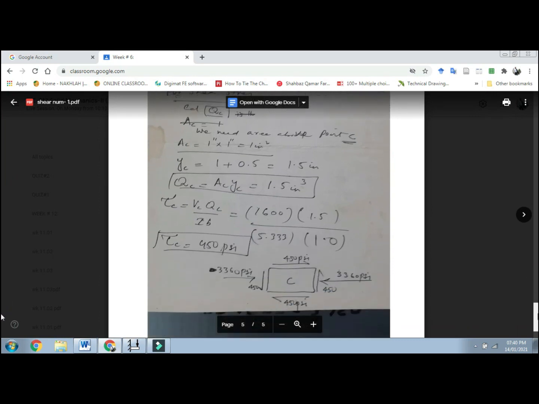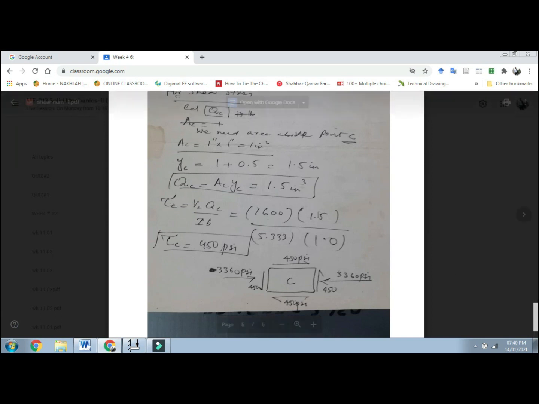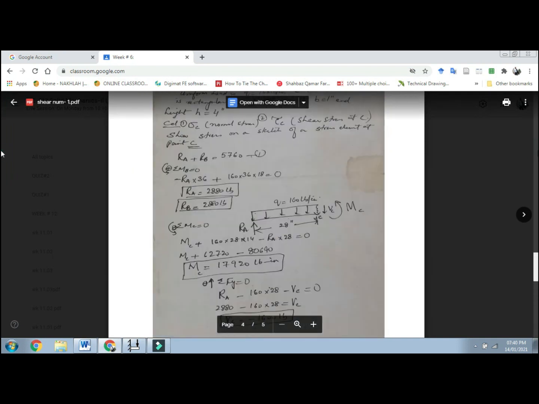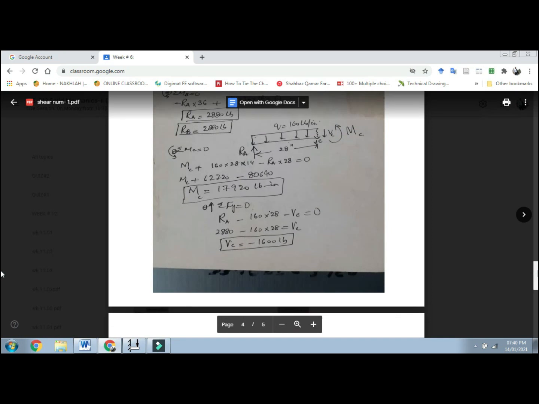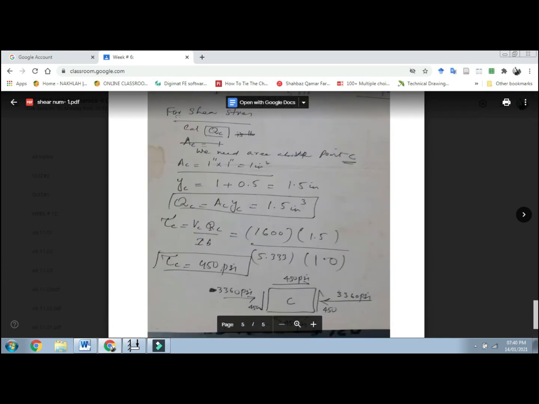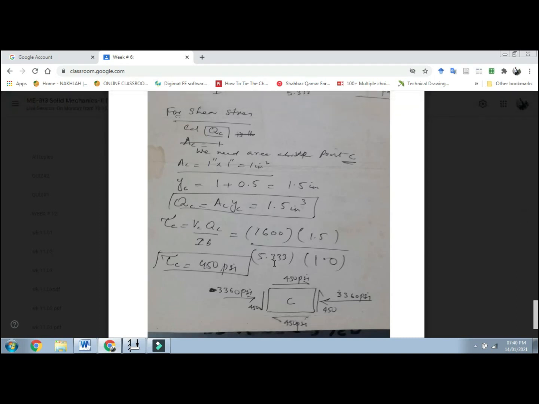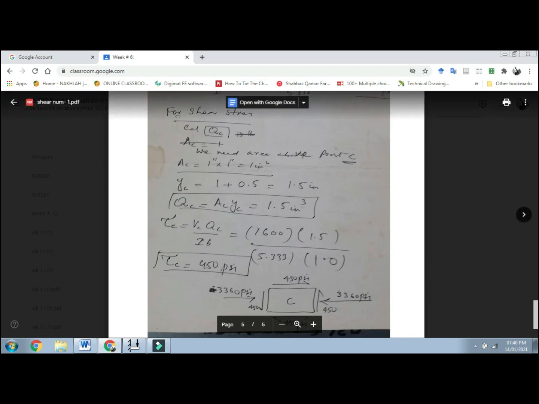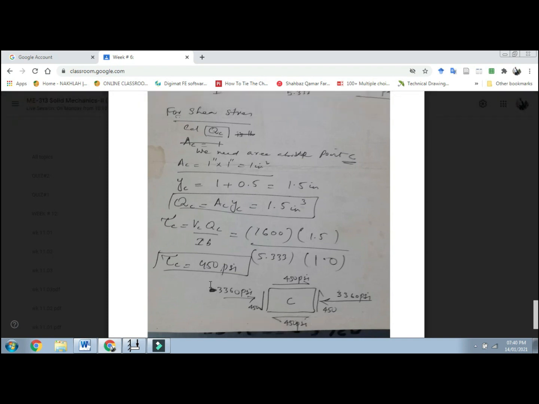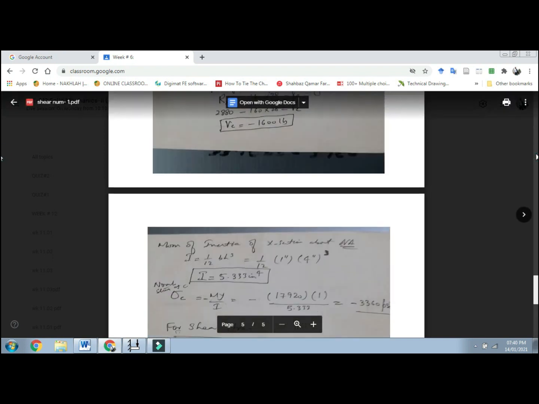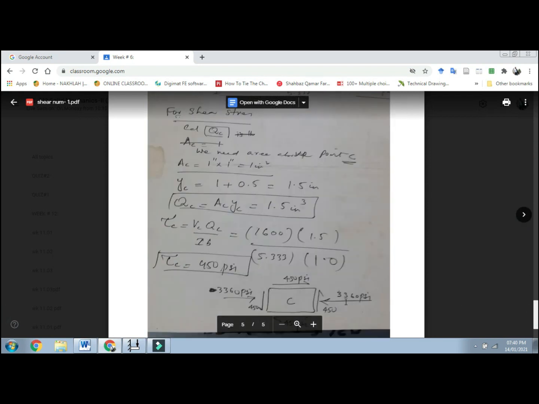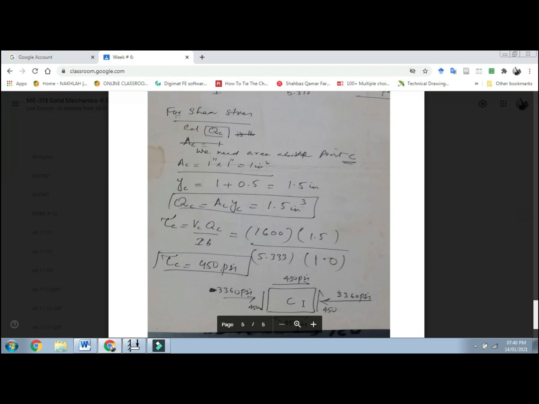and it comes out to be equal to the shear force at C, VC was 1600, into QC 1.5, over 5.33, which was I, the moment of inertia, and the width was 1 inch. So the shear stress comes out to be 450 psi. Now the normal stress was minus 3360 psi, which means it was compressive at that specific point C, and the shear stress comes out to be 450 psi.